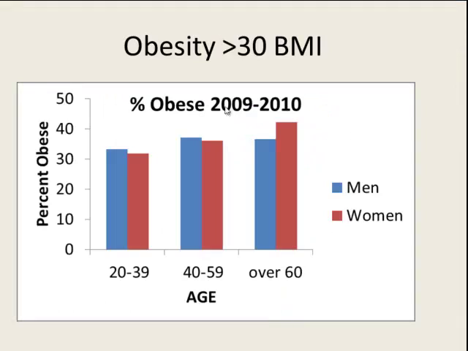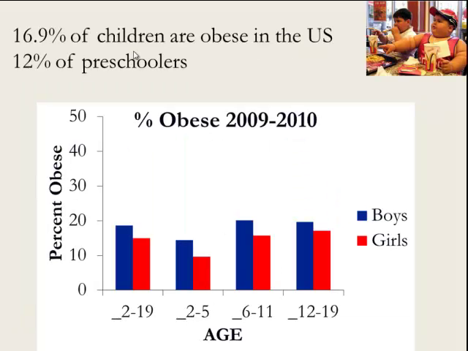So here's some statistics. I found these from 2009 to 2010, so it goes back a little bit. But these are percent obese by age group. This is a body mass index above 30. As of 2010, it's probably 16.9% of children are obese, 12% of preschoolers.